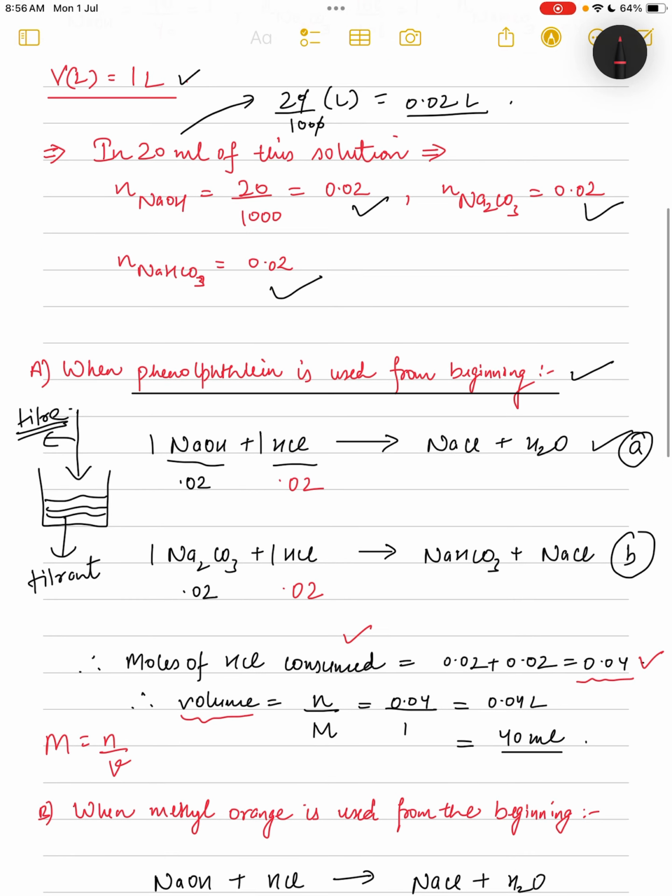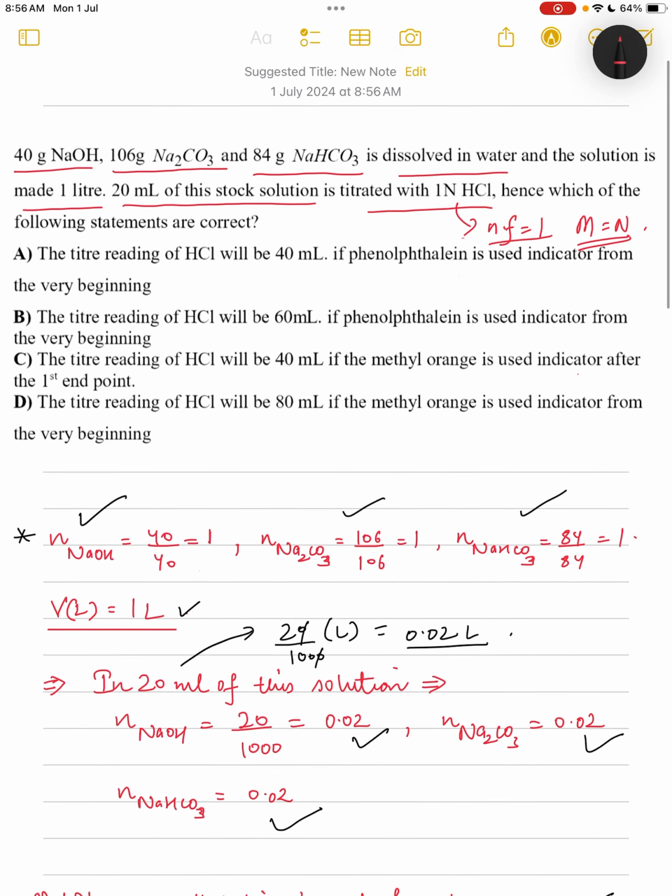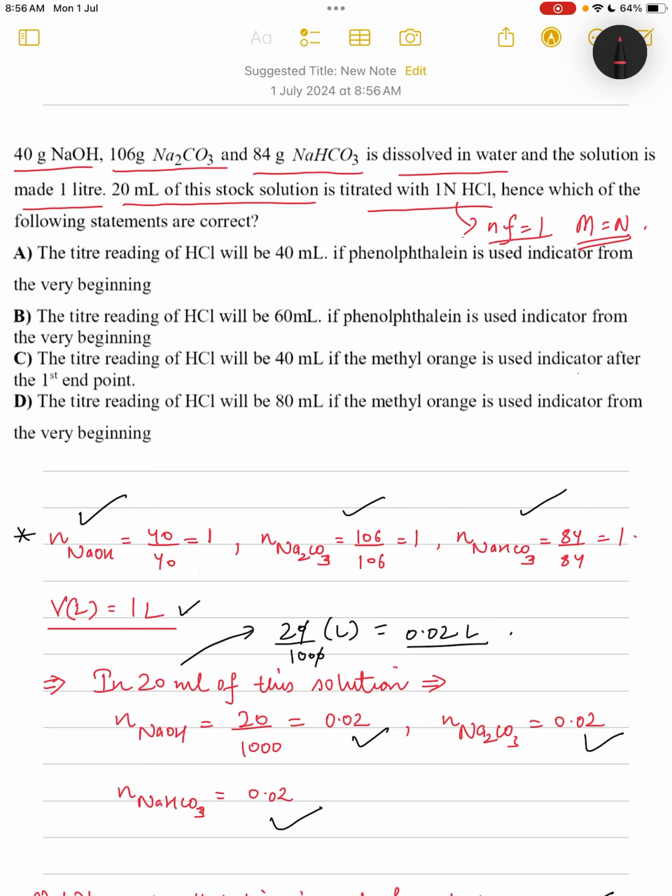So what do we obtain? We obtain volume as 0.04, which is in liters. So in terms of ml, it will be 40 ml. So if we use phenolphthalein from the beginning, the amount of HCl which is consumed is 40 ml. So we have to check if any option is there. Yes, option A is correct.